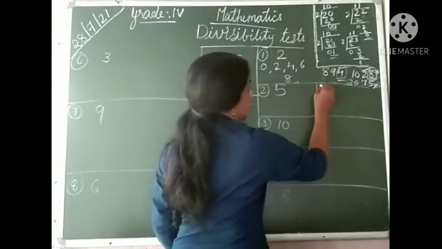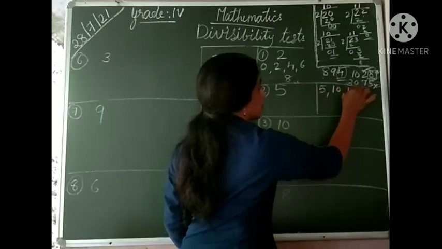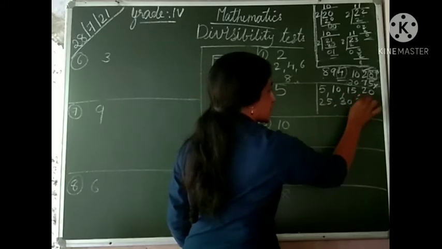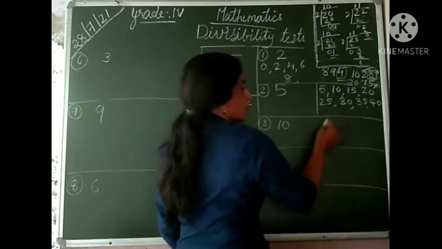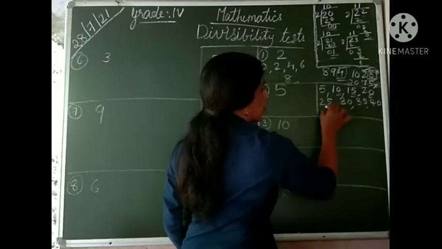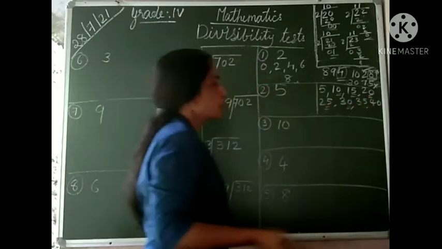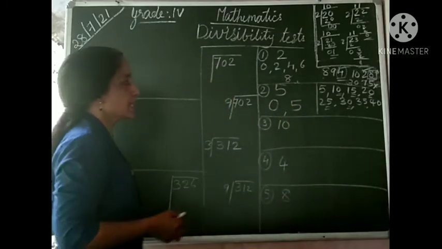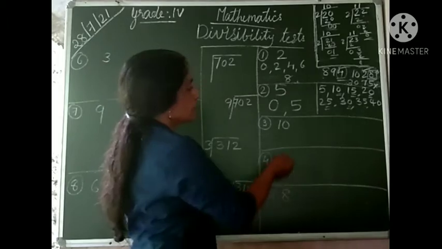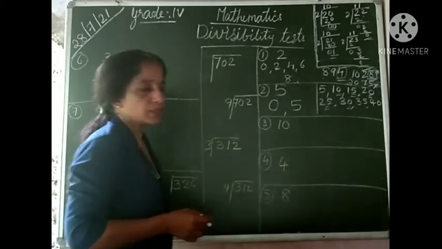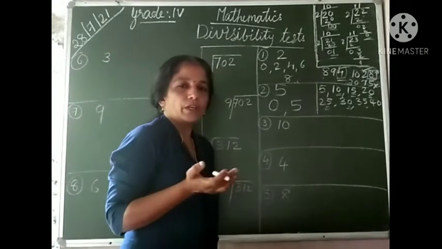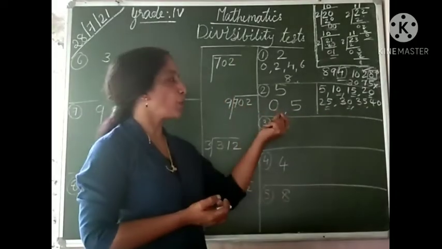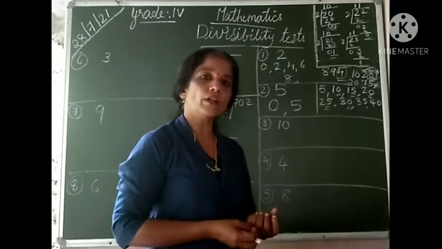Now we can check how a number can be divisible by 5. Look at the multiplication table of 5. 5, 10, 15, 20, 25, 30, 35, etc. Now look at the ones place number: 0, 5, 0, 5, 0, 5. The ones place number is 0 or 5. We can easily say that number is divisible by 5. Understood? If a number is given, without division you can easily say this number is divisible by 5 when the ones place number is 0 or 5.